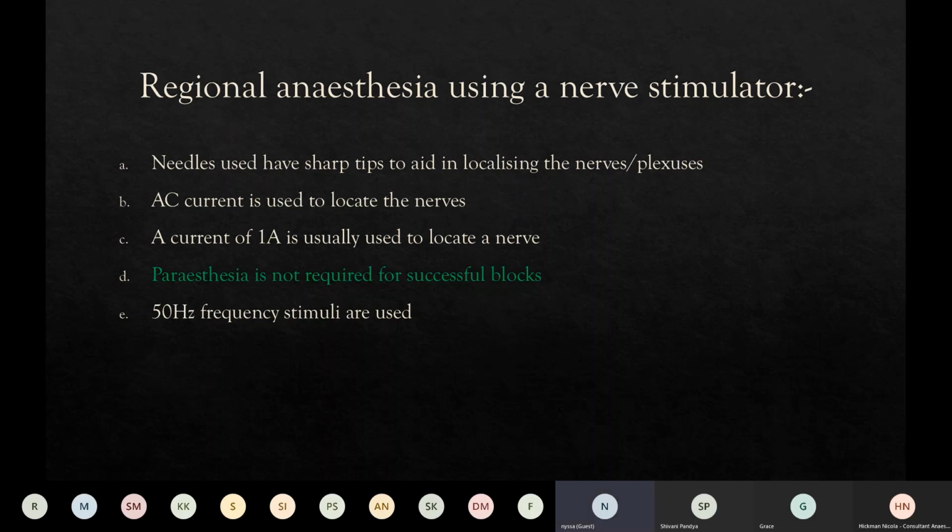I agree, paresthesia is not required for successful blocks. Paresthesia implies that the needle is touching the nerve and is therefore probably too close to the nerve. The idea of the nerve stimulators is you can stimulate the nerve without being in direct contact with it, so you're supposed to get an idea of how close you are to the nerve. And the frequency should be about 1 to 2 hertz, not 50 hertz. If you used 50 hertz, that would probably be quite uncomfortable for the patient, because a lot of these blocks are done on awake people.